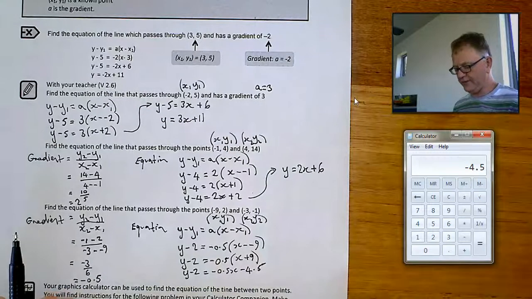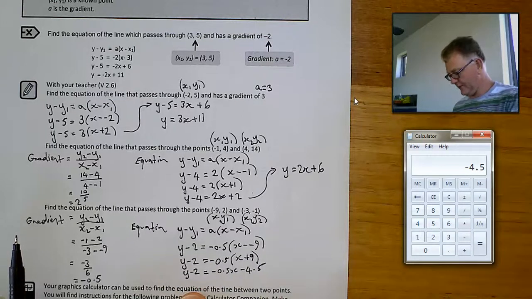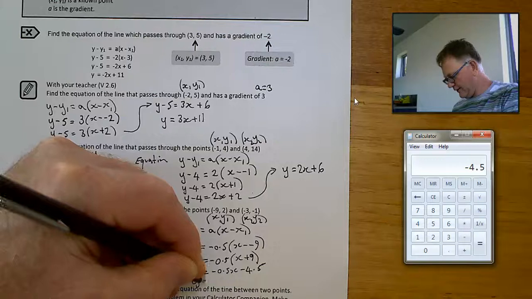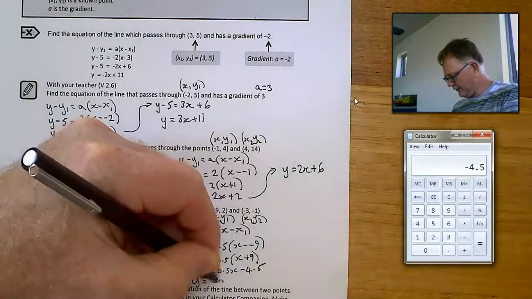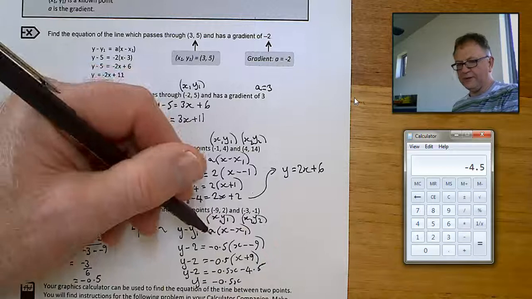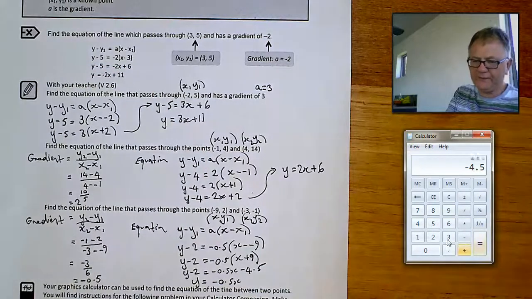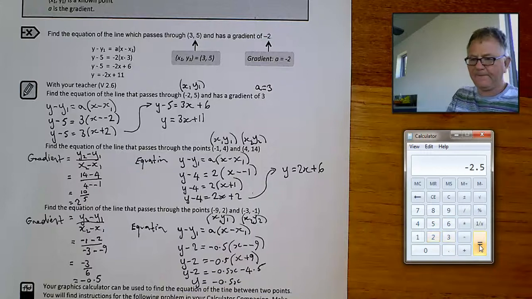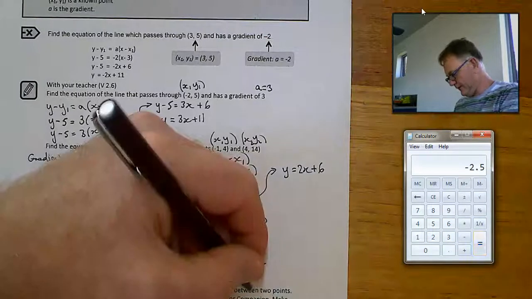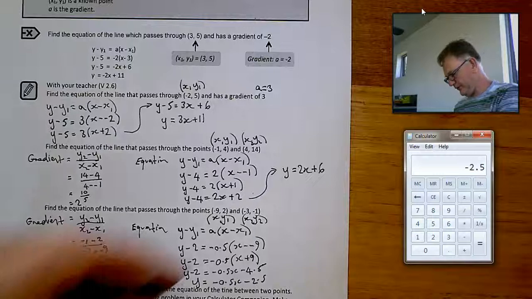And we're nearly there. I just want my final equation in the form y equals ax plus b. I've got y minus 2. If I add 2 to both sides of the equation, I will get y equals -0.5x and adding 2. Negative 4.5 plus 2 is equal to negative 2.5. There's my equation. I'll just write it up here.